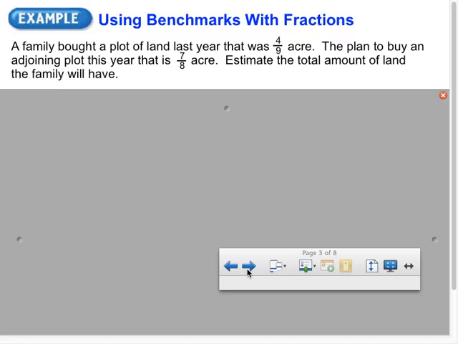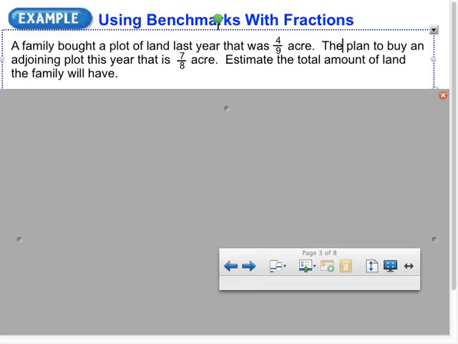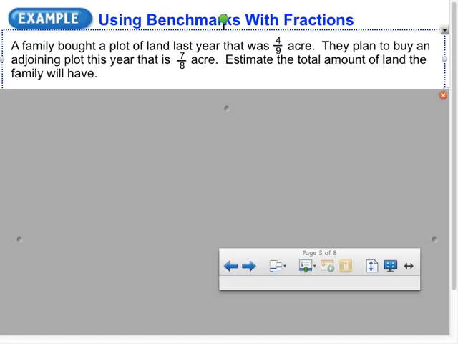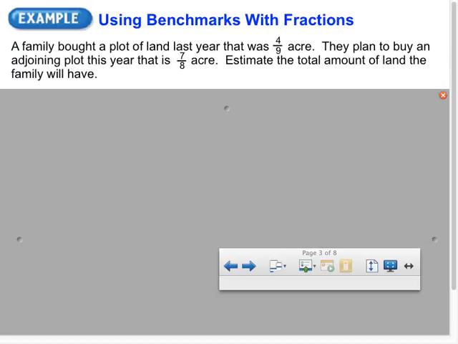All right. I'm going to read this since this is the first opportunity I've had to make this video. A family, we're going to use benchmarks with fractions. A family bought a plot of land last year that was 4/9 acre. That should be a Y. They plan to buy an adjoining plot this year that's 7/8 of an acre. Estimate the total amount of land the family will have.